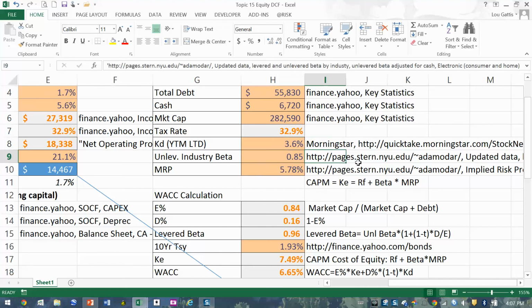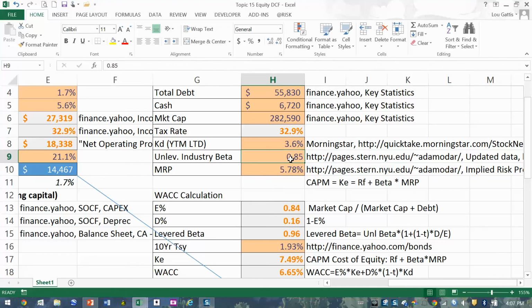I went to the Damodaran webpage, clicked on data, current data, and I looked up the average unlevered beta adjusted for cash for an industry, and I believe I used general retail. So from Damodaran data, the average beta for a firm for that industry, if they had no debt, was 0.85. Now for CAPM, I also need a market risk premium. I went back to the Damodaran website, went to his current data, and found the implied risk premium.